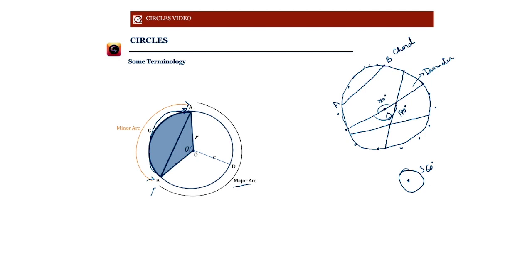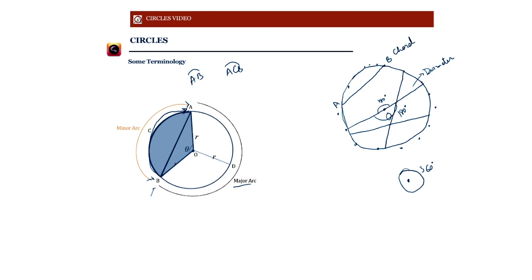Normally, when we say arc AB, what we mean is the minor arc, unless we specify that we're talking about ADB. So when I talk about arc AB, it will normally mean the arc ACB, the minor arc, the smaller one. All right. Now, what is the length of this arc ACB? That depends on the angle that it subtends at the center.